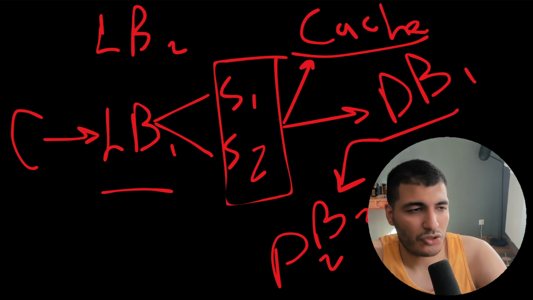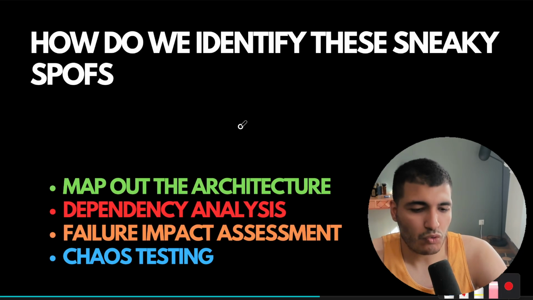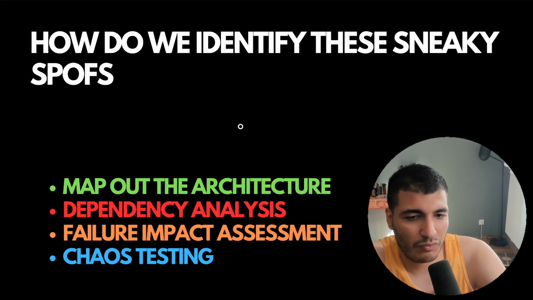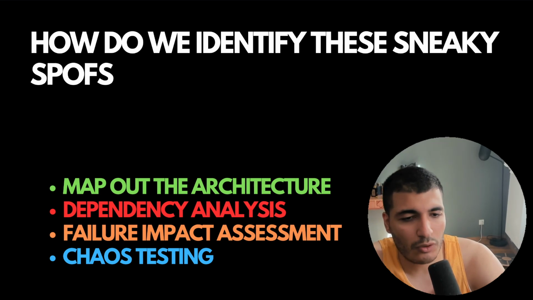So we need to understand how we identify these sneaky single points of failure. The first one is mapping out the architecture. Basically, we create a detailed diagram of all of our components, services, and their dependencies, and visually identify any single instances. Number two, we have dependency analysis. We understand how different services and components rely on each other. A single component required by many others without a backup is a red flag.